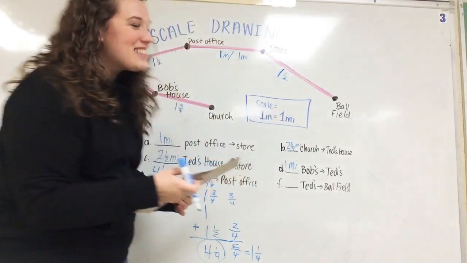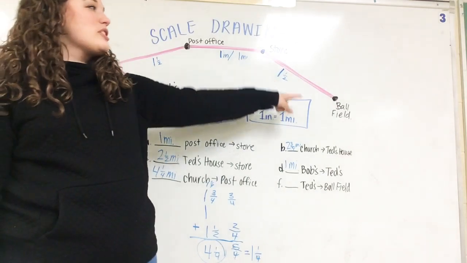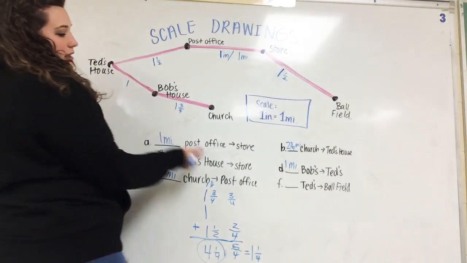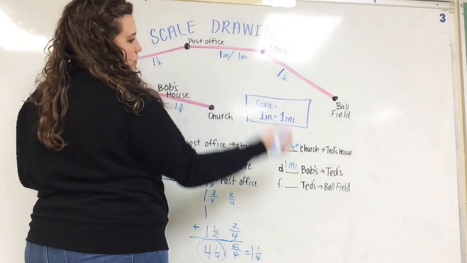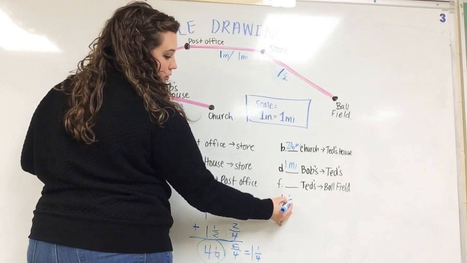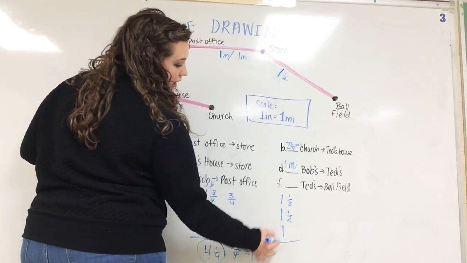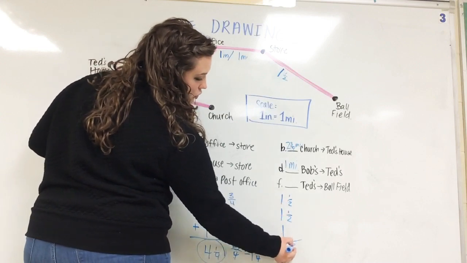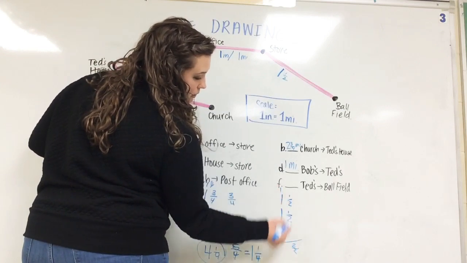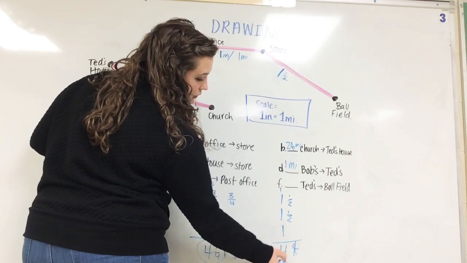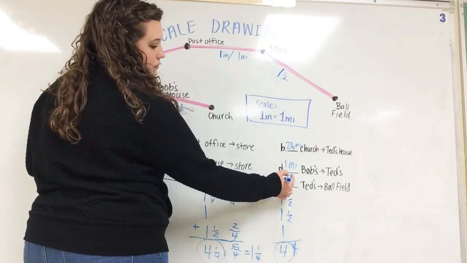I think we're good. Okay, so it's 1 1/2 inches from the store to the ball field. So now we need to add these all together. So we have 1 1/2 plus 1 1/2 plus 1. Okay, 1 plus 1 is 2/2, which is a whole number. Bring it up there. 4 is your total. 4 miles.